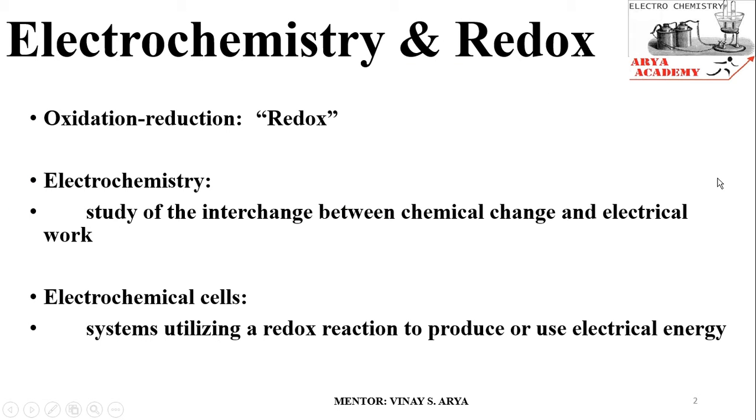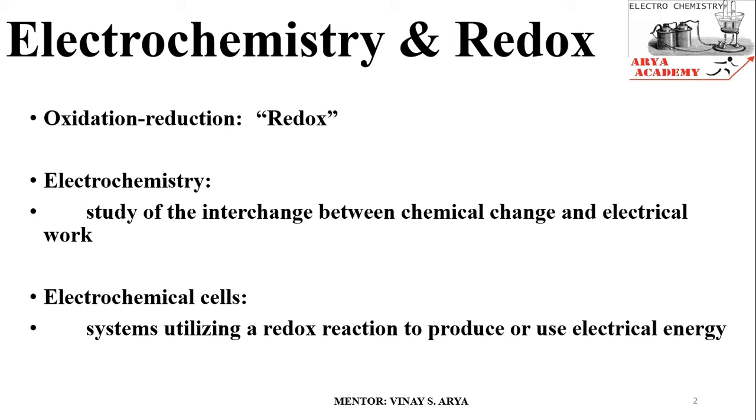Electrochemistry and redox reaction, if we talk about, the first is the redox, that is oxidation and reduction. If you can see, RED is the first part of reduction and OX is of oxidation. So combined together they form redox reaction, that is, having simultaneously oxidation and reduction reaction going on. Now, what is electrochemistry? It is the study of interchange between chemical change and electrical work.